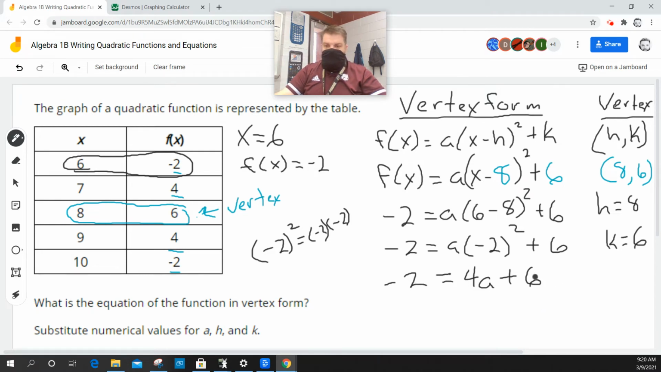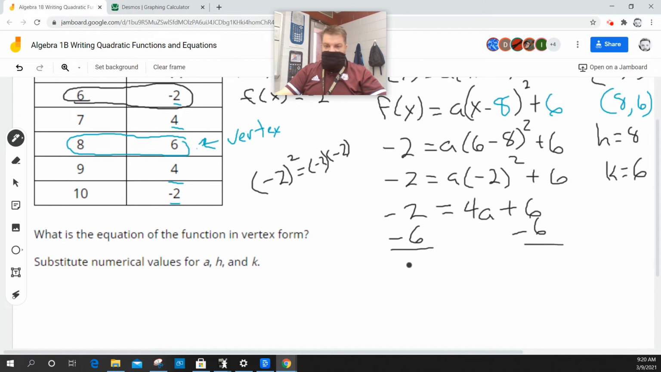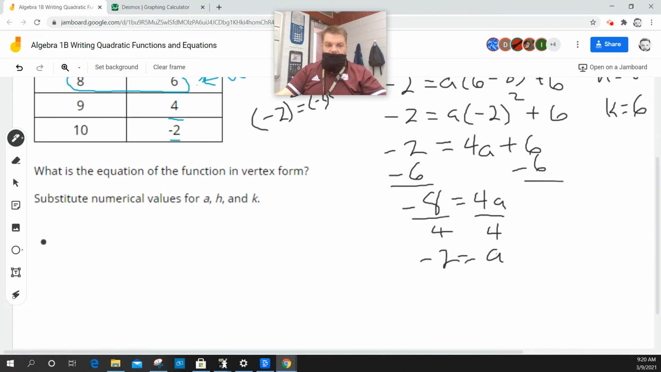I'm going to subtract 6 from both sides. Whoops, getting ahead of myself here. Now I've got to solve for a. So I've got -8 is equal to 4a. Divide both sides by 4, and I get -2 is equal to a. In other words, a is equal to -2, h is equal to 8, and k is equal to 6.